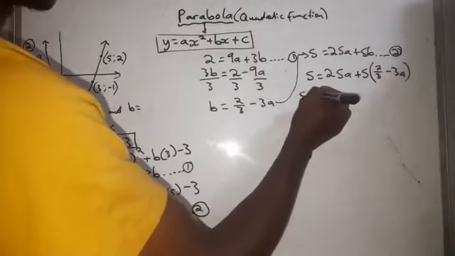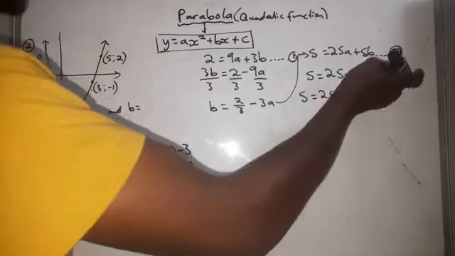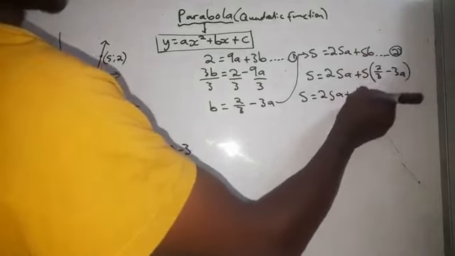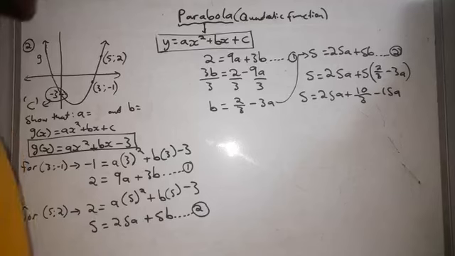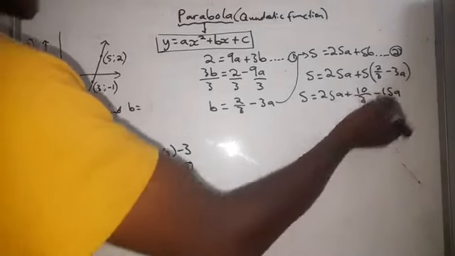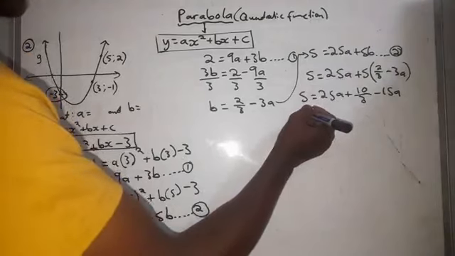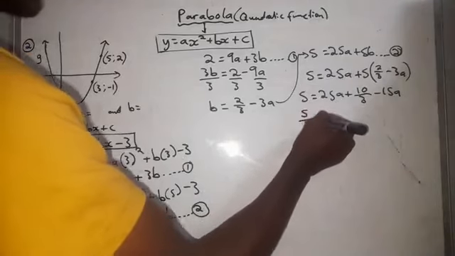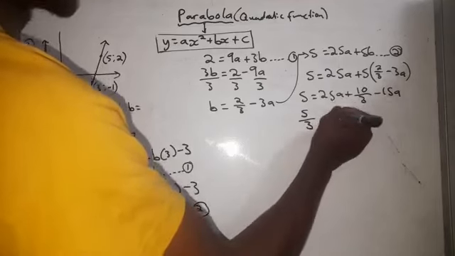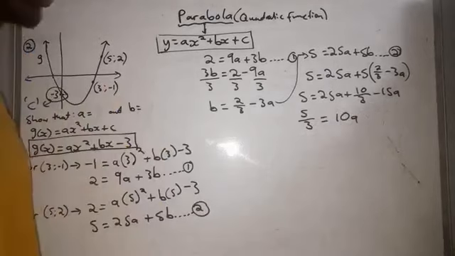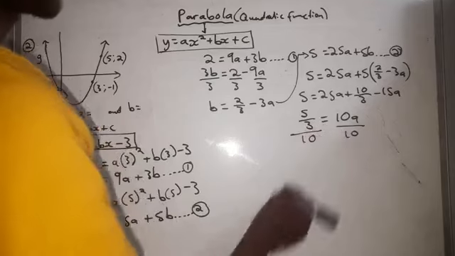Then it's 5 equals 25a plus, removing the bracket, 5 times 2 over 3, which is 10 over 3, and 5 times minus 3a is minus 15a. Then group the like terms. I'm going to take this 10 over 3 to this side, which gives me 5 over 3 equals 25a minus 15a, which is 10a. Again, I'm going to divide both sides by 10.